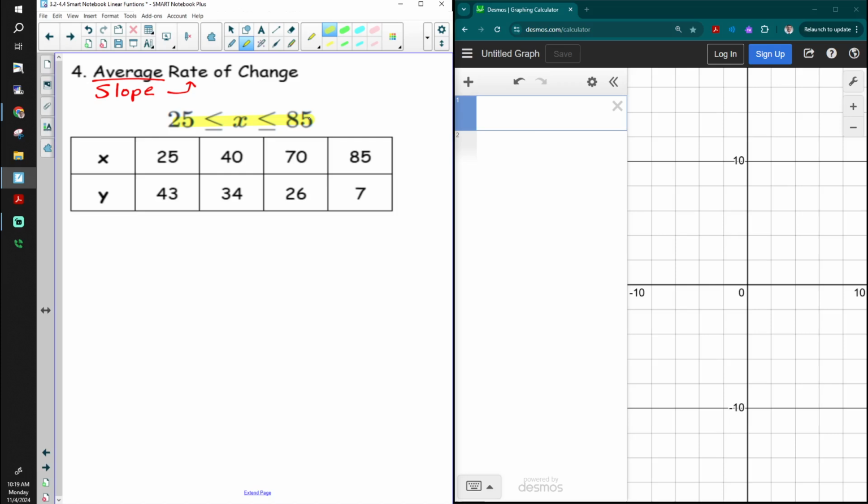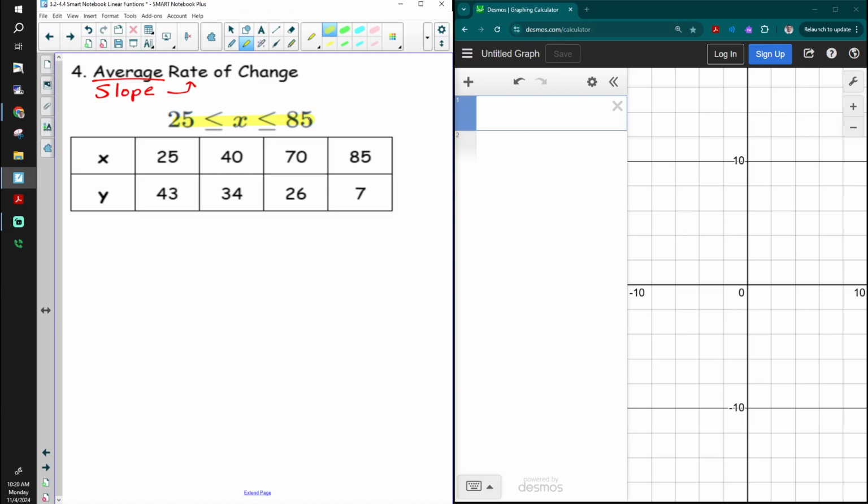This is asking us to find the average slope starting at 25 and ending at 85. The only difference between this problem and the second problem we did is what? What's the only difference between the slope from a table and the average rate of change? What do we have to be careful about? M and your B? We do have to be careful about M and B.